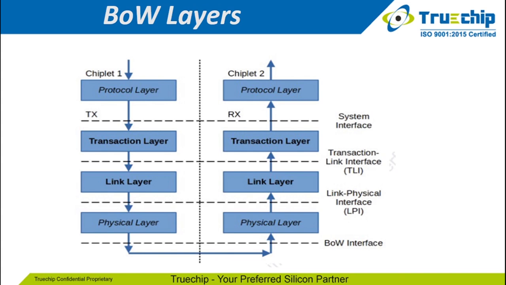So we have protocol layers for both the chiplets, chiplet 1 and chiplet 2. The protocol layer can be any standard protocol, like CXL and PCI, and these are the layers for BoW protocol: transaction layer, link layer and physical layer. And here are the interfaces for the layers, like system interface, which is the interface between the protocol layer and transaction layer. The transaction link interface, which is the interface between the transaction layer and link layer. And link physical interface, which is the interface between link layer and physical layer. And the main interface, that is called BoW interface, which is between physical to physical layer.